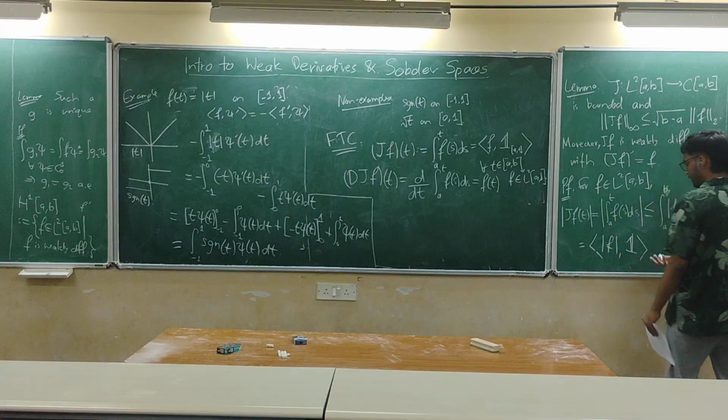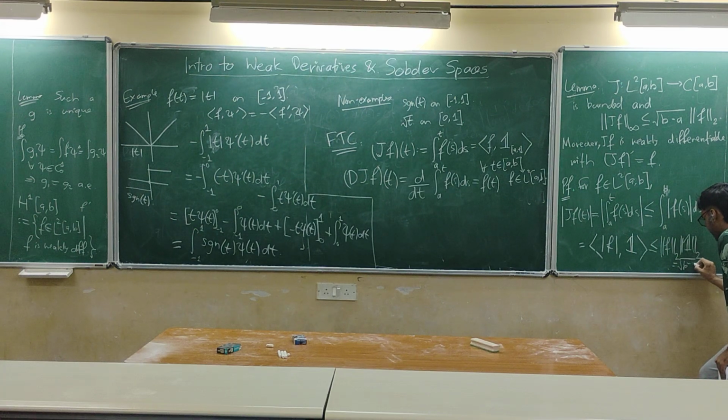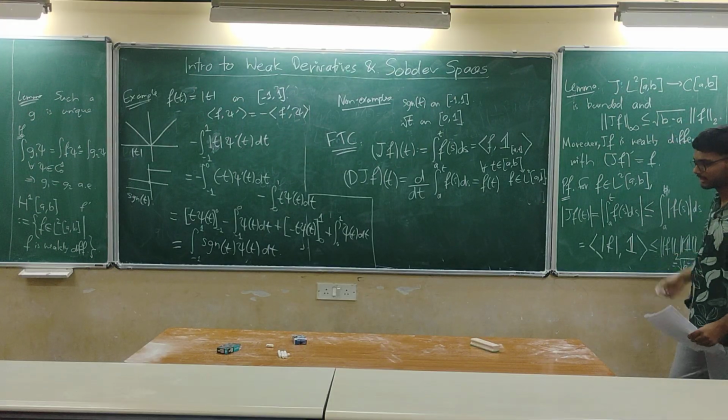And again, by the Cauchy-Schwarz inequality, this is the norm of f in L2, this is the norm in L2, and this is exactly equal to root of b minus a. This is the norm of the identity function times the norm of f in L2. So the integration operator is bounded, so it's continuous.